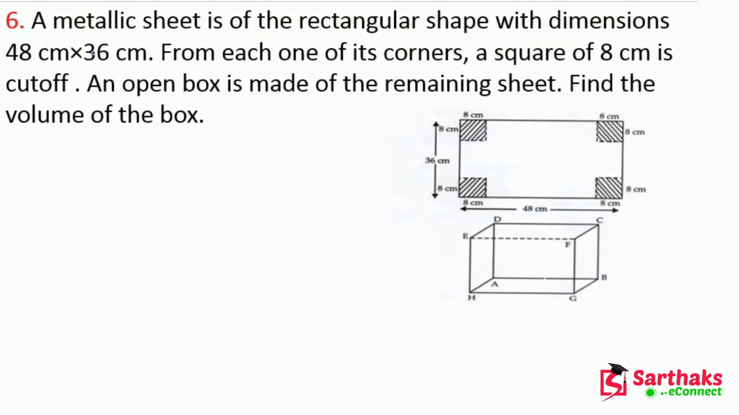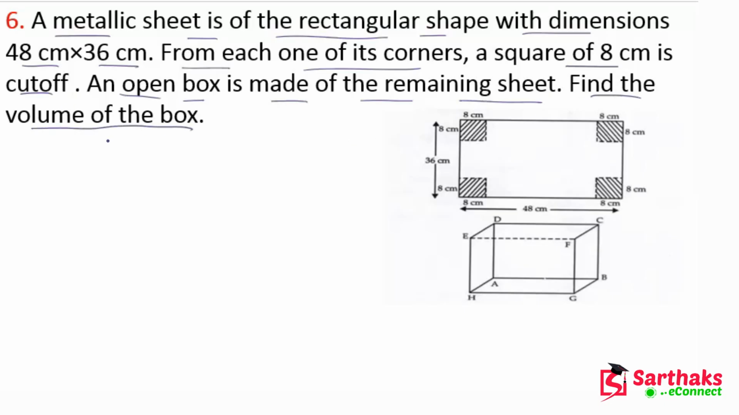Now my dear friends, the next question is: a metallic sheet is of rectangular shape with dimensions 48 into 36 centimeter. From each one of its corners a square of 8 centimeter is cut off. An open box is made of the remaining sheet. Find the volume of the box.